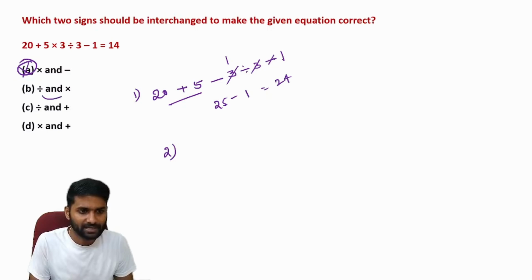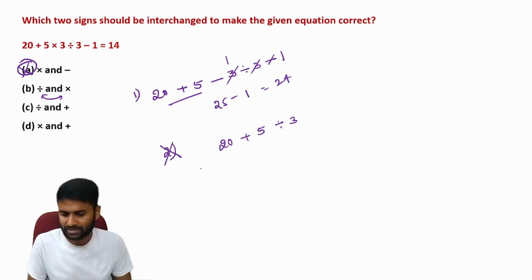Second one, interchange both division and multiplication. 20 plus 5 division 3. Guys, 5 is not at all divisible by 3. So definitely 2 is also not a suitable answer.